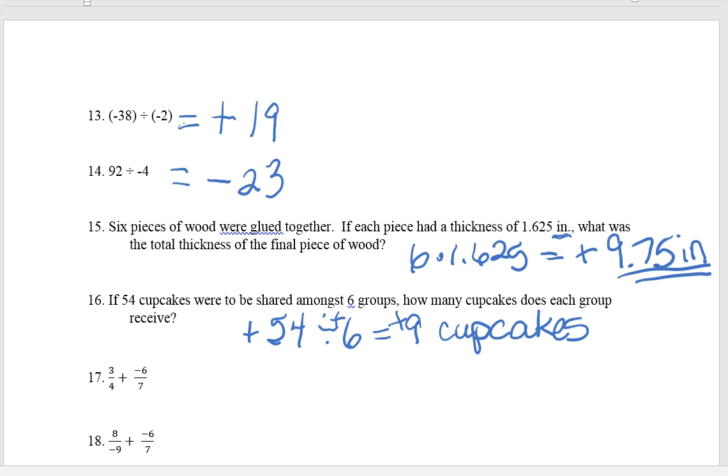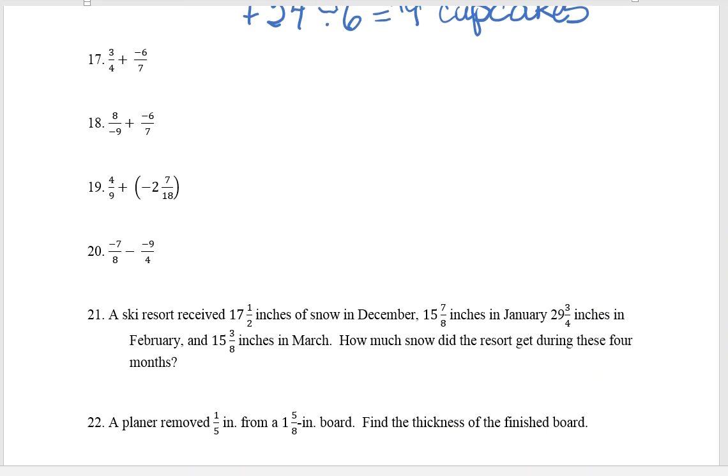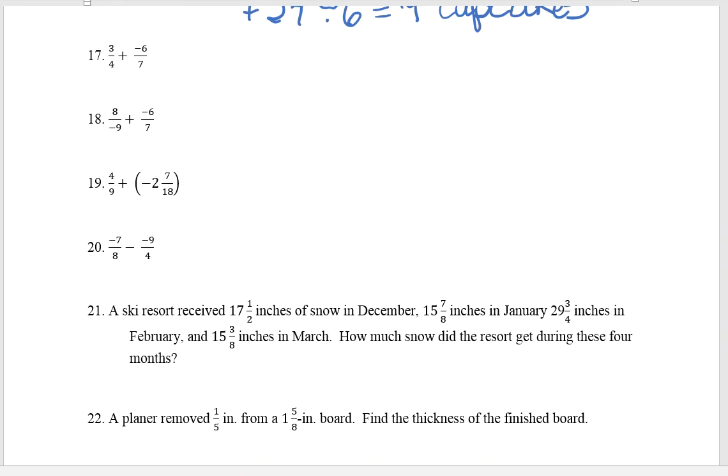Okay, so we're done with integers. We've done adding, subtracting, multiplying, and now dividing. So in the real number system, we also have fractions. So we're going to move on to fractions. This will take a little bit longer because there's a few more rules with fractions. So the first problem is 3/4 plus -6/7.